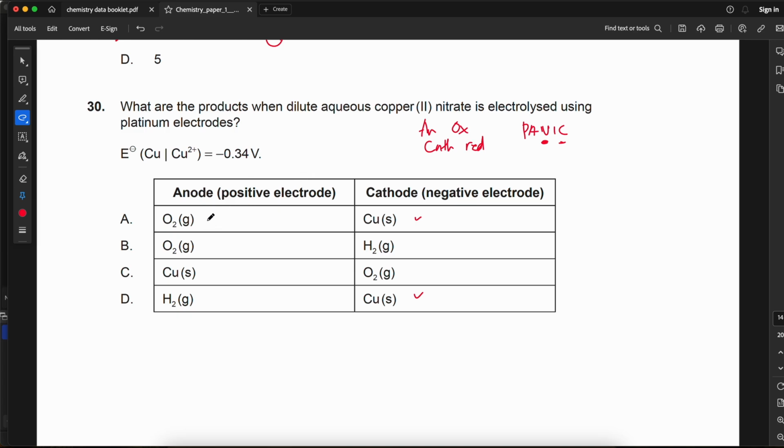So for oxygen, the reaction is 4OH minus produces oxygen gas plus 2H2O plus 4 electrons. You can see it in the data booklet. The data booklet is not provided here, but anyway, the key here is the electrode potential that is provided is -0.34 volt, so it's very low, so copper will not be oxidized, so oxygen will be produced.